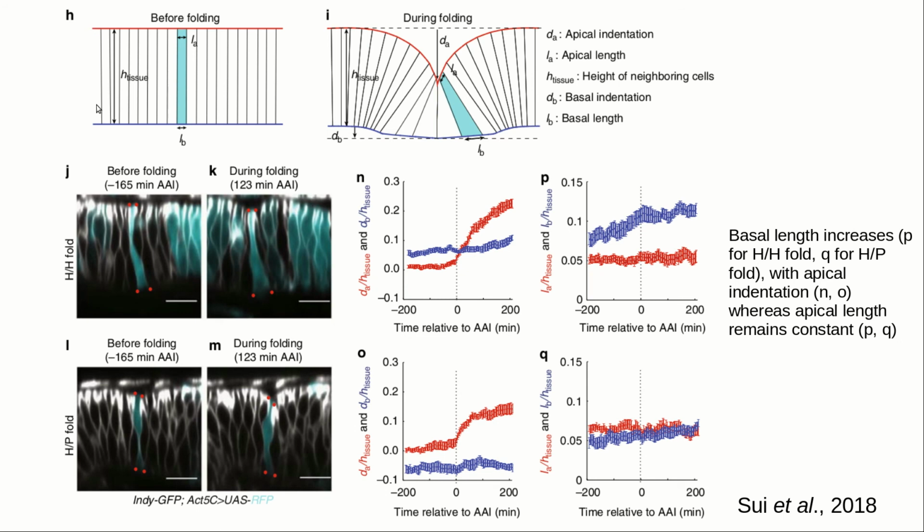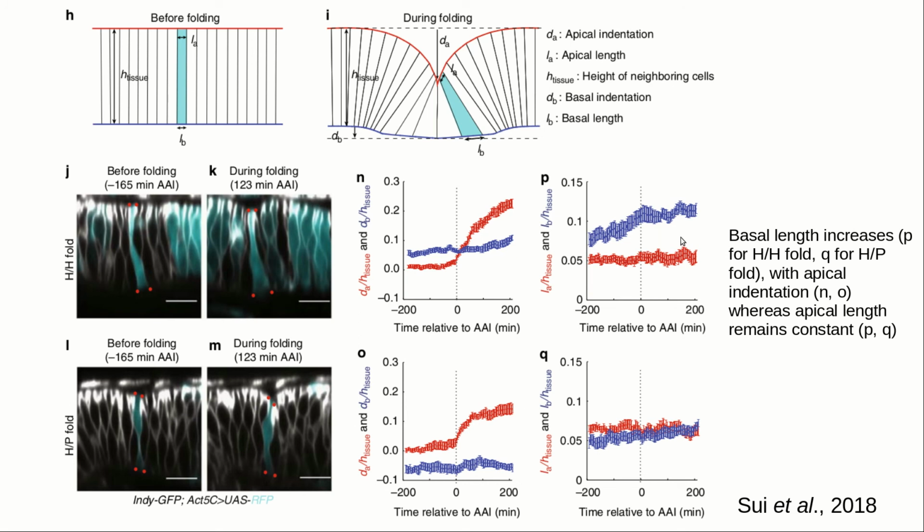In order to study how these folds form, we can define first some morphological parameters such as apical length or basal length and apical indentation, which could be this. Okay, so in this middle row you can see data related to the middle fold, which is the hinge fold, and in the lower region you can see data related to the hinge pouch fold. As you can see in the middle column, both folds form because of an increase in apical indentation. So as you can see in the red bars, apical indentation increases during folding in both folds.